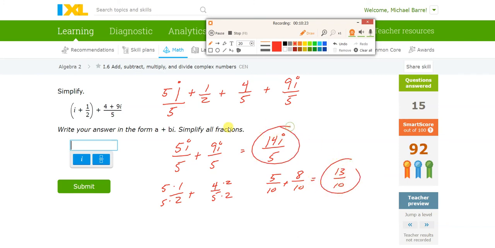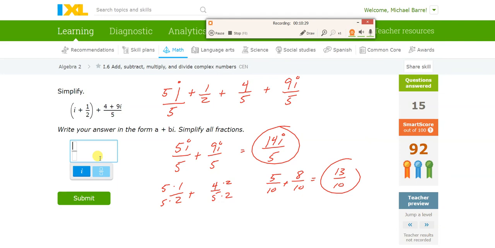So those are the two components. So 13 tenths plus 14i over 5.